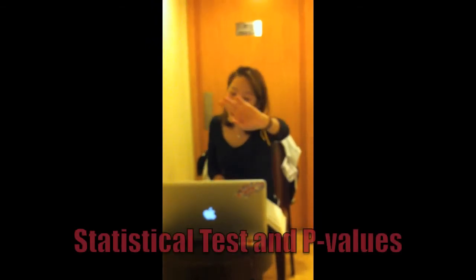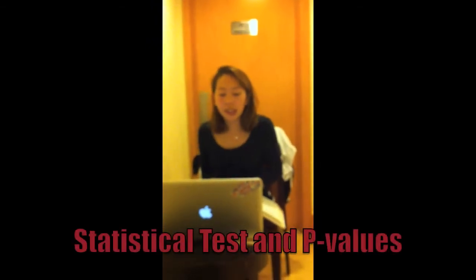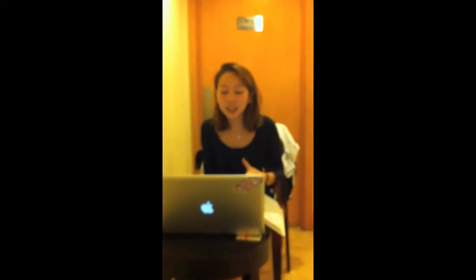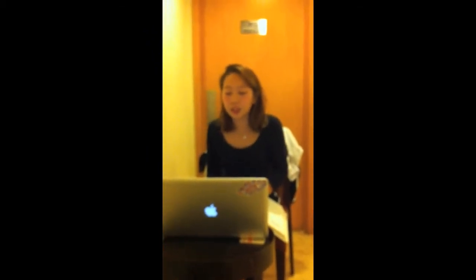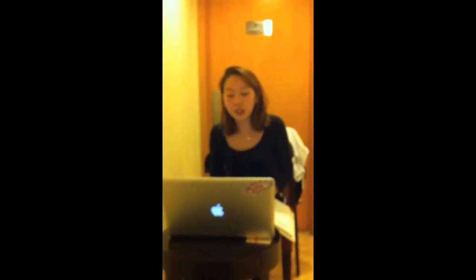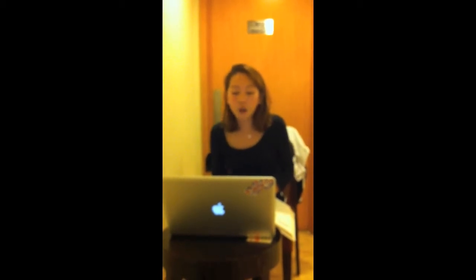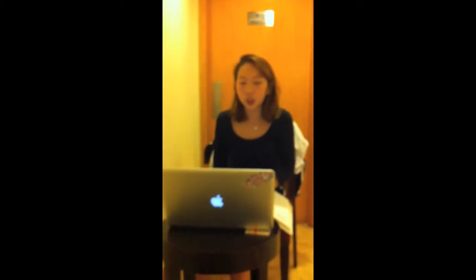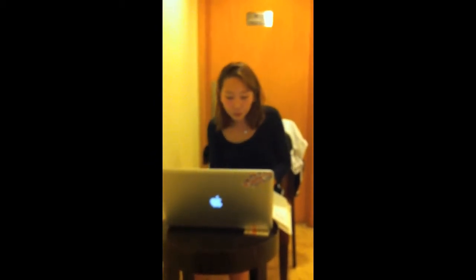The third objective would be statistical test and p-values. So test statistic is a statistic that is compared with the parameter in the null hypothesis. If the null hypothesis is true, a p-value of a hypothesis test is the probability of obtaining a sample statistic with a value as extreme or more extreme than the one determined from the sample data.